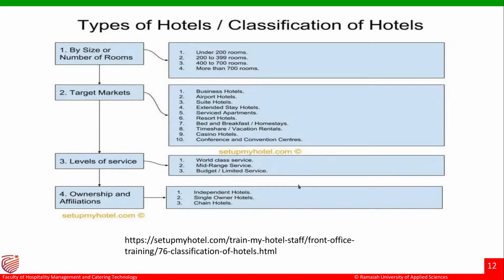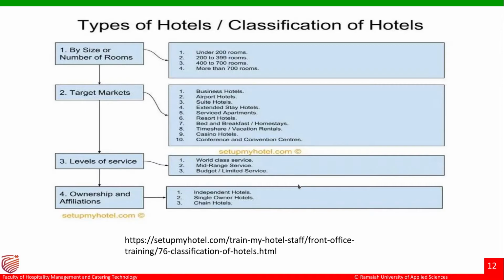Now, based on ownership and affiliation, there are 3 categories. One is independent hotel, second is single owner hotels, and the other one is chain hotel. Now, when we say independent hotels, by the word itself, it is a hotel having one property with one founder, and it may not have chains in other cities. It is just one prime located hotel by one founder, one owner.